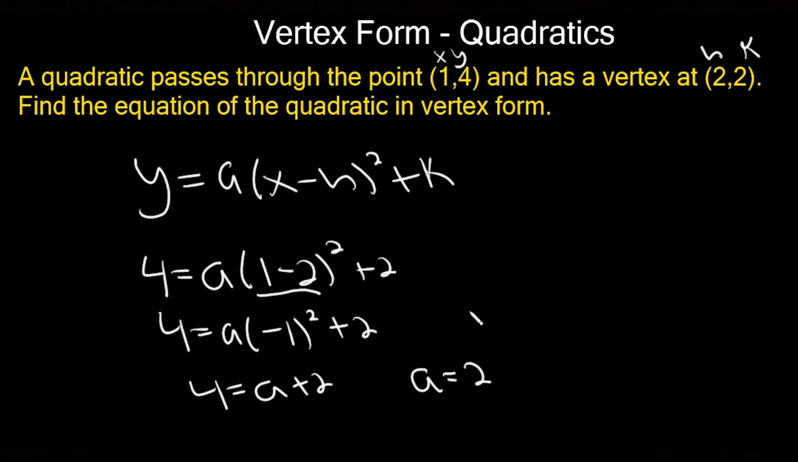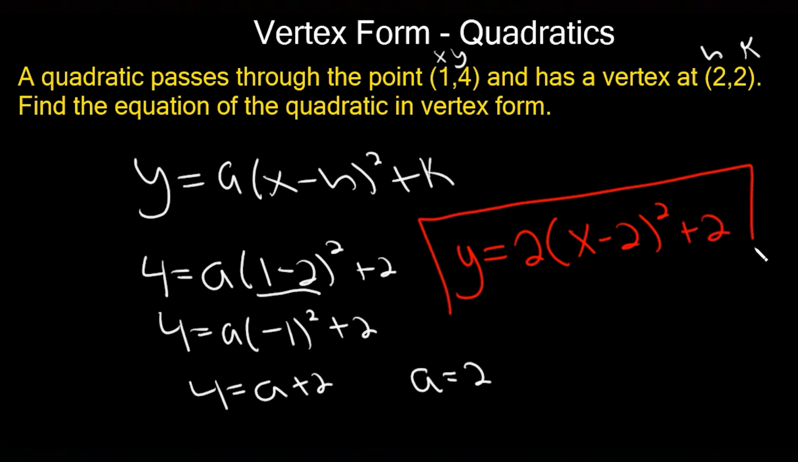And so putting it all together, you're going to have the following. You get y is equal to, here's my a, I get 2, and then I have (x minus 2) squared, since my h is 2, and then my k is 2, plus 2. And here we go, we are done, right? There's the quadratic in vertex form, okay?